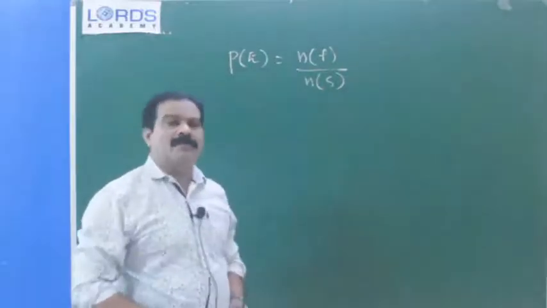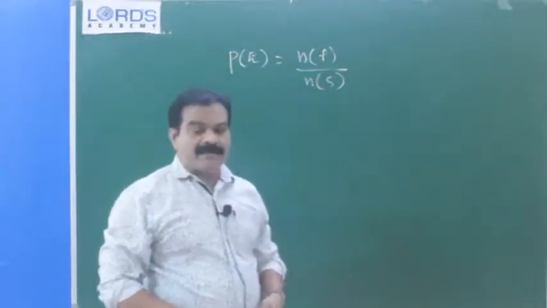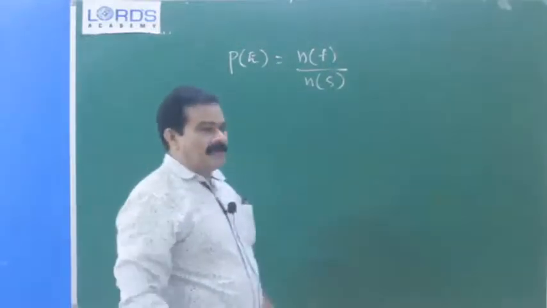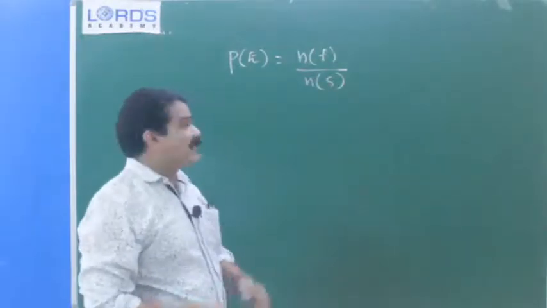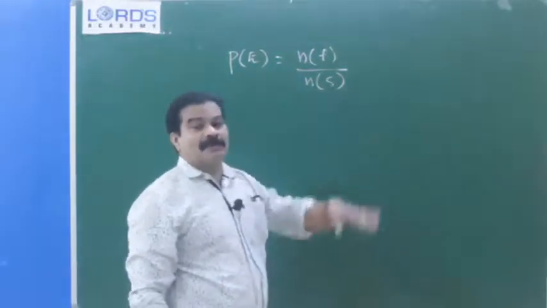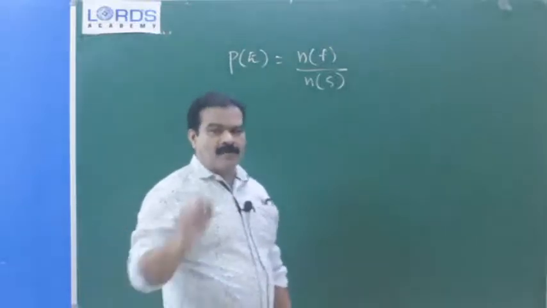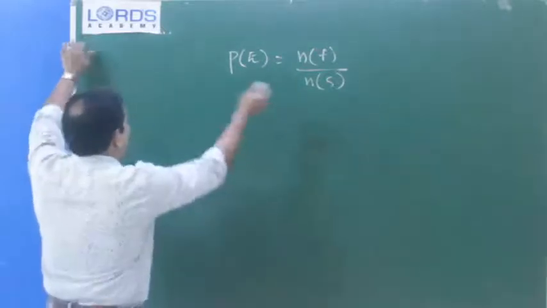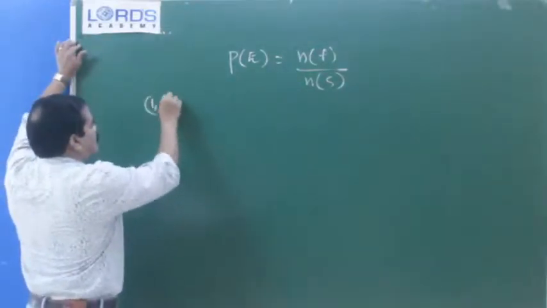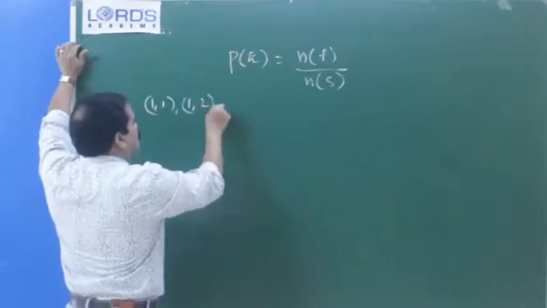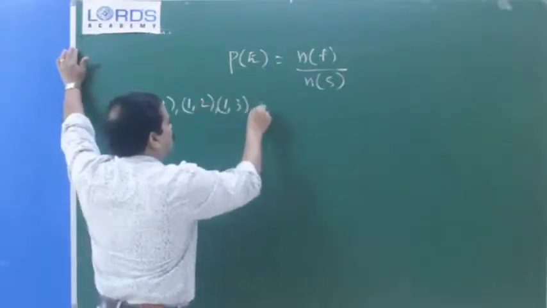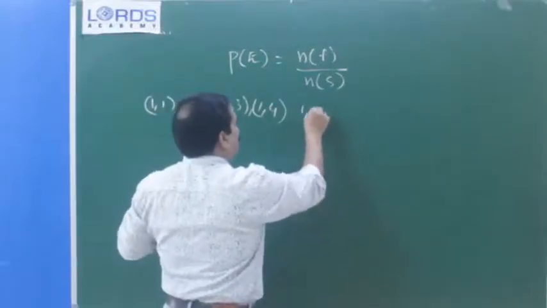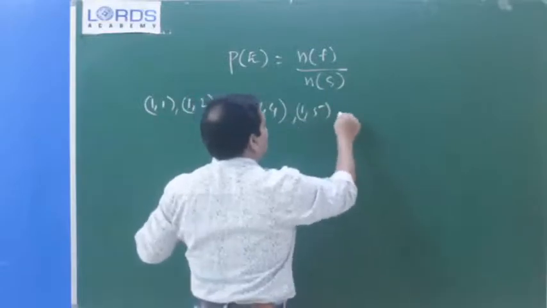In this problem you can see 2 dice are thrown simultaneously. Then what is the sample space here? That means total possible outcomes. All of you write in your notebook that sample space. From that you can do this problem. That is 1 1, 1 2, 1 3, 1 4, 1 5, 1 6.